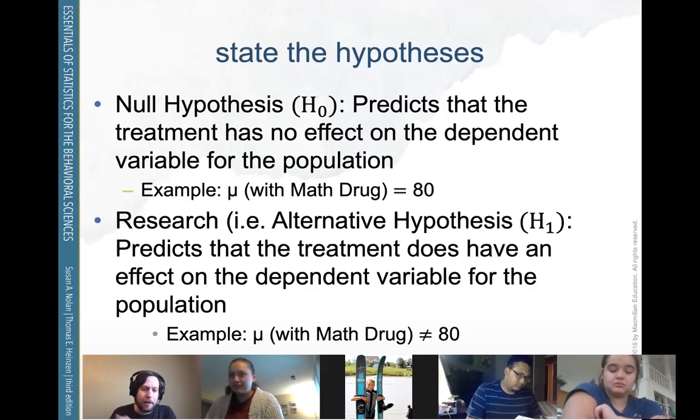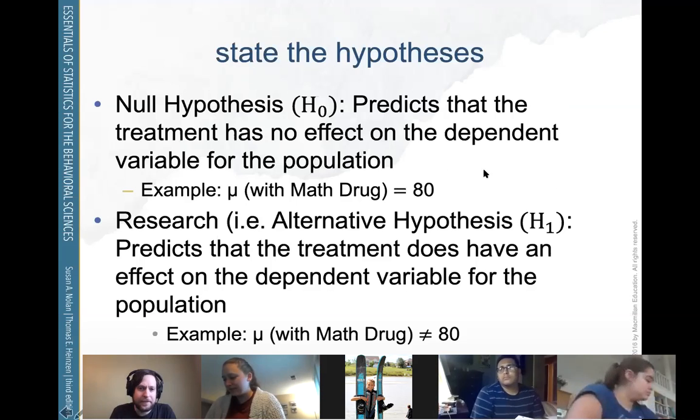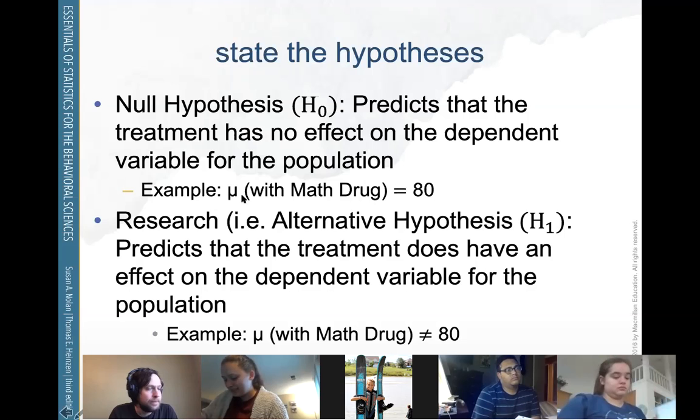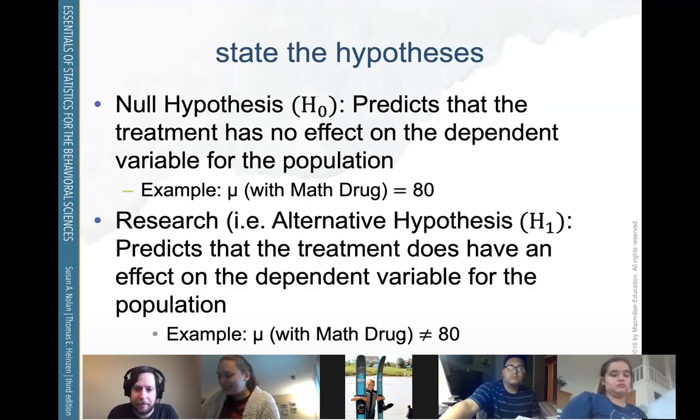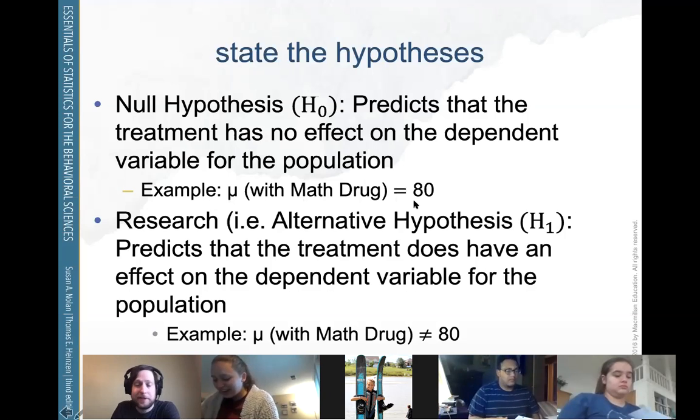Anytime you're doing a hypothesis test, at least in this class, we're supposed to come up with the null hypothesis and the research or alternative hypothesis. We did that last time. The null hypothesis basically predicts there's no effect. The null hypothesis from last Wednesday was that the mean score of people that take math drug is 80. Remember, the null hypothesis says the treatment, math drug, has no influence. If the treatment has no influence on people's score, then they're still going to have around an 80 even after taking math drugs. That's the null hypothesis, predicting no effect.